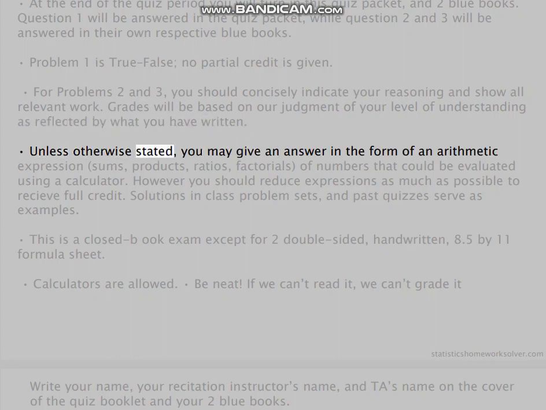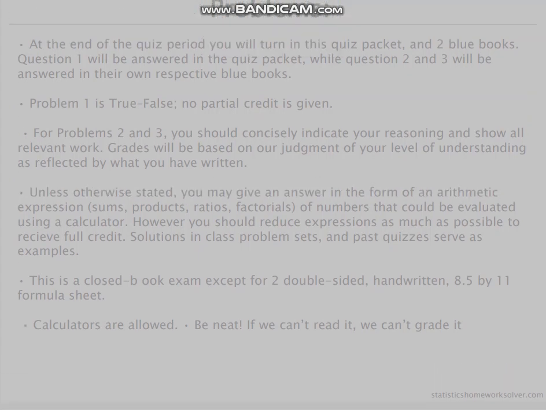Unless otherwise stated, you may give an answer in the form of an arithmetic expression: sums, products, ratios, factorials of numbers that could be evaluated using a calculator. However, you should reduce expressions as much as possible to receive full credit. Solutions in class problem sets and past quizzes serve as examples. This is a closed book exam except for 2 double-sided, handwritten, 8.5 by 11 formula sheets. Calculators are allowed. Be neat. If we can't read it, we can't grade it.